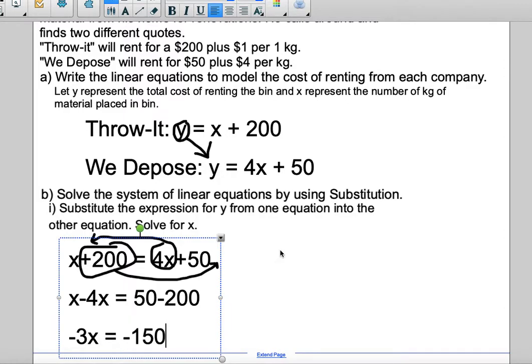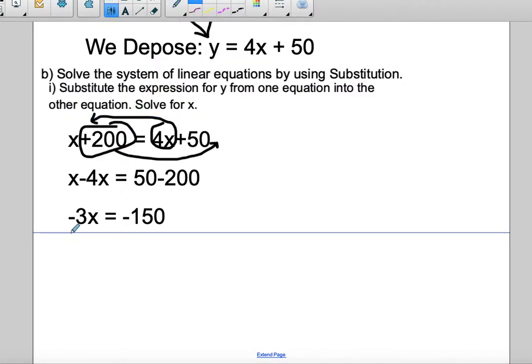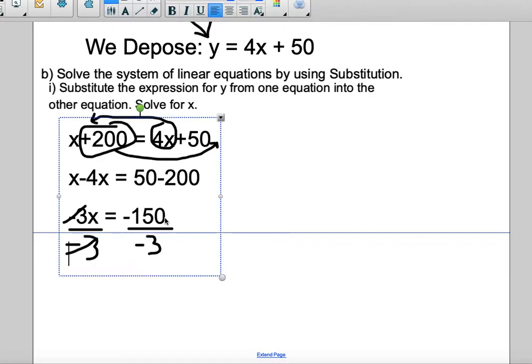And then at this point, if you remember, we divide out negative 3 to isolate x from both sides. They cancel out, and we are left with x is equal to 50. Negative 150 divided by negative 3 is 50. So we've solved for our x.